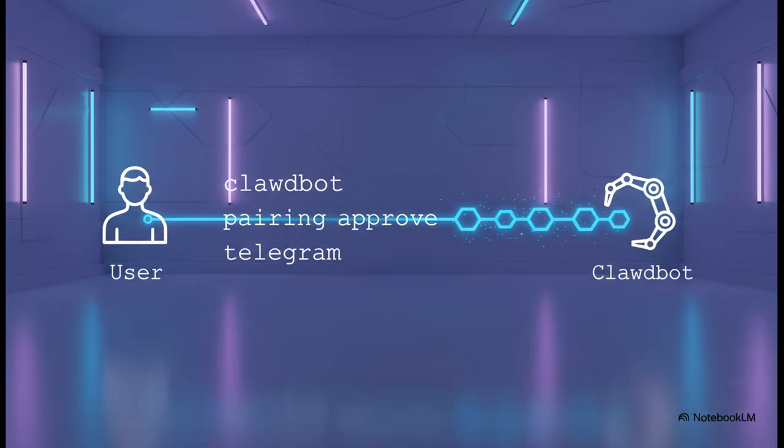Okay, one last thing to do. We just need to create that secure link between you and your bot. Head back to the terminal one last time and run this command. This tells Clawdbot, hey, trust the messages coming from this specific Telegram account. And boom, you are officially connected.